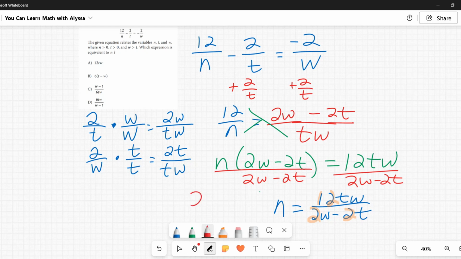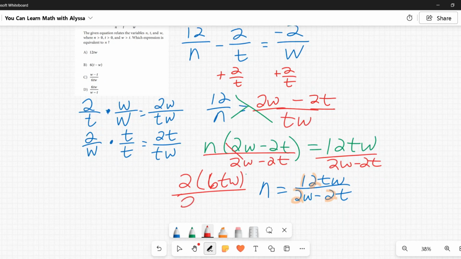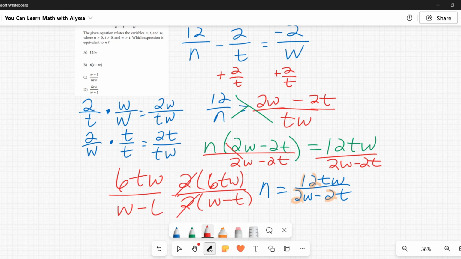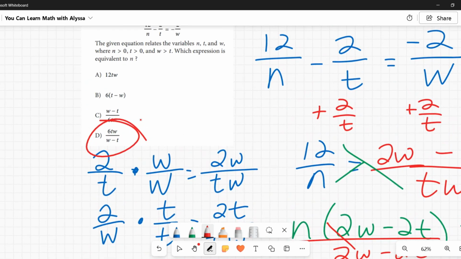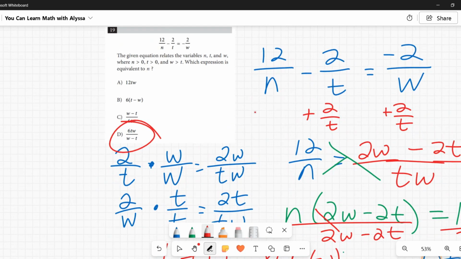So I can pull a 2 out of the top. 2 times 6tw. On the bottom, I can pull out a 2 of w minus 2, and I can cancel those 2's. And so I am left with 6tw over w minus t as being equal to n, and that is d, right there, 6tw over w minus t.